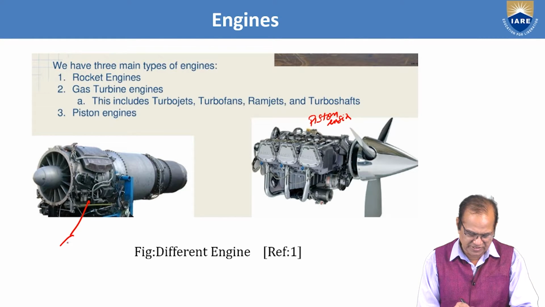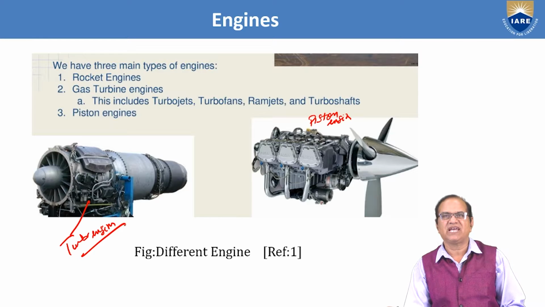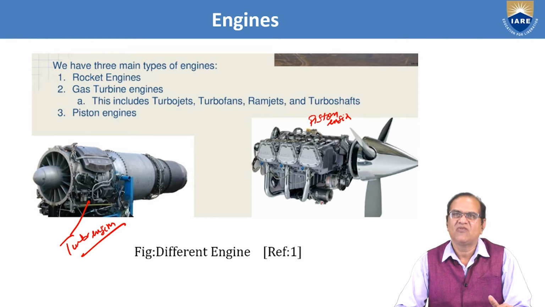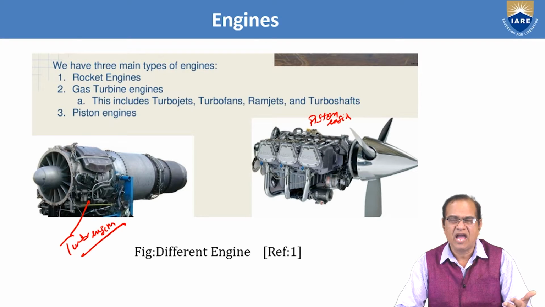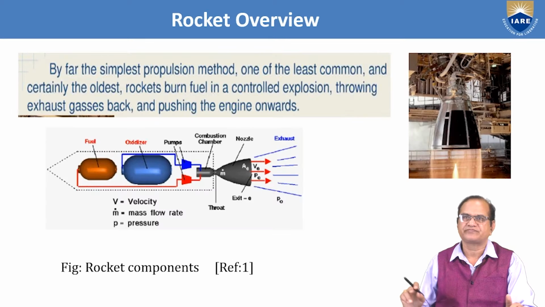And this is the turbo engine. So these 2 engines are shown. So we can classify this aero engine into 3 groups. One is the rocket engines, another is the gas turbine engines. These gas turbines may be turbojet, turbofan, ramjet and the turboshaft. I am going to discuss each and every one in the coming slides. Then we have the piston engine.